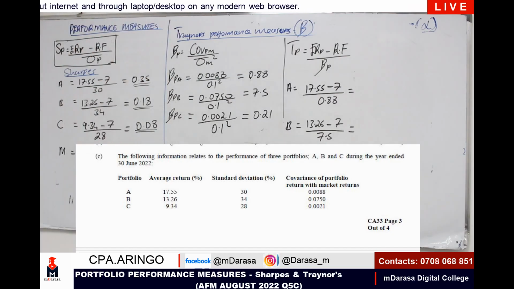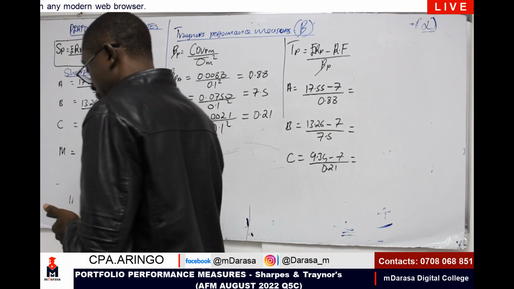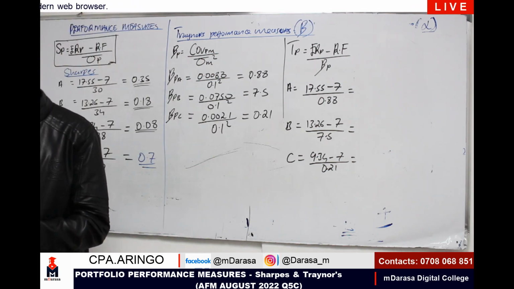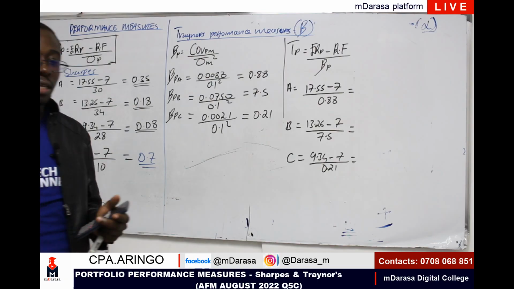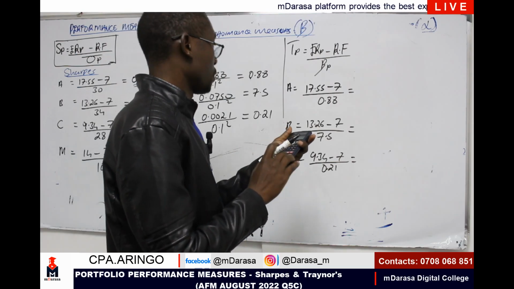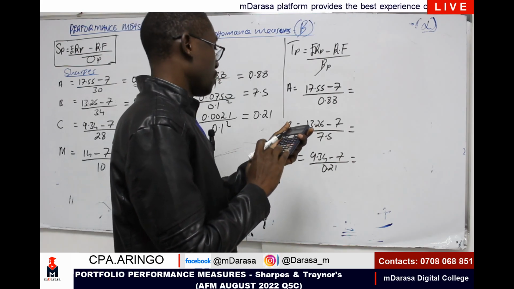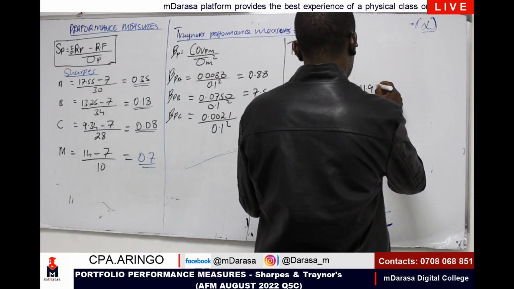So what will we be having? If I remove this question completely, what will you give me there? Will you wish us to work it out together, or should I leave it for us? I know you can work it out yourselves. So we're having 17.55 minus 7 divided by 0.88. Basically I'm having 11.99.